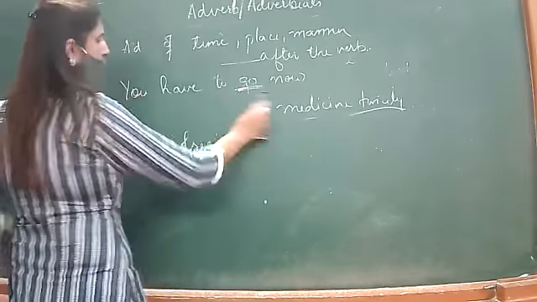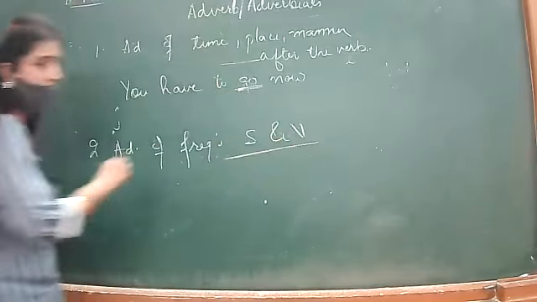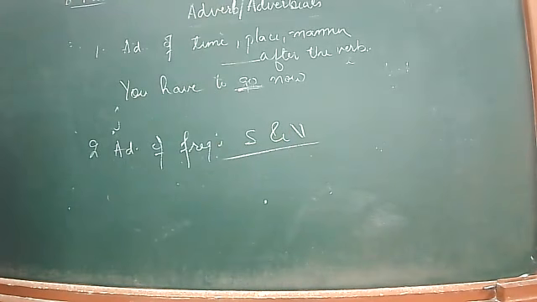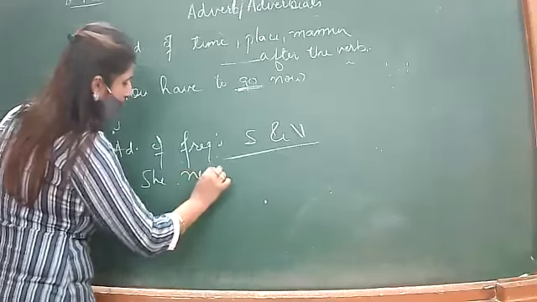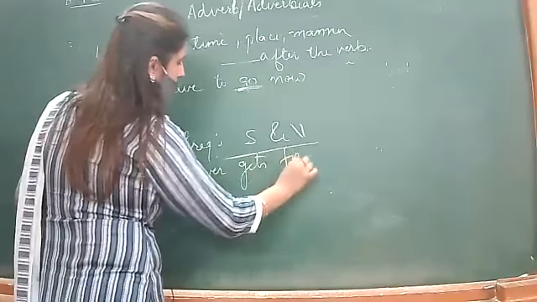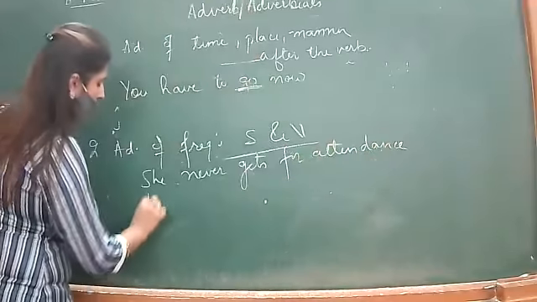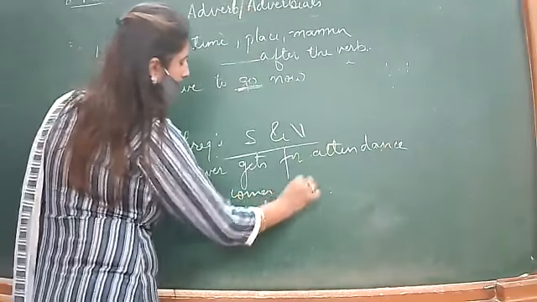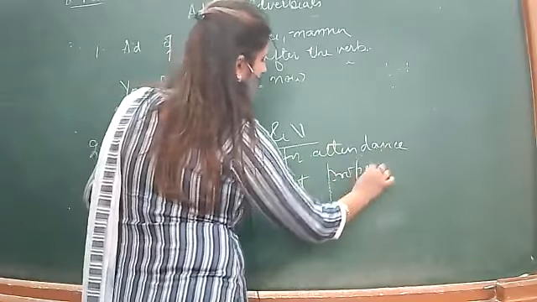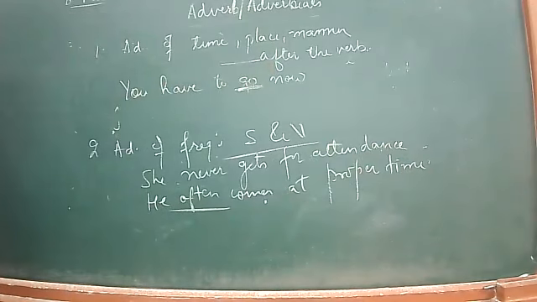So don't take this example, this we will take here. Adverb of frequency is placed between the subject and verb. For example, she never gets late for attendance. Or he often comes at proper time.